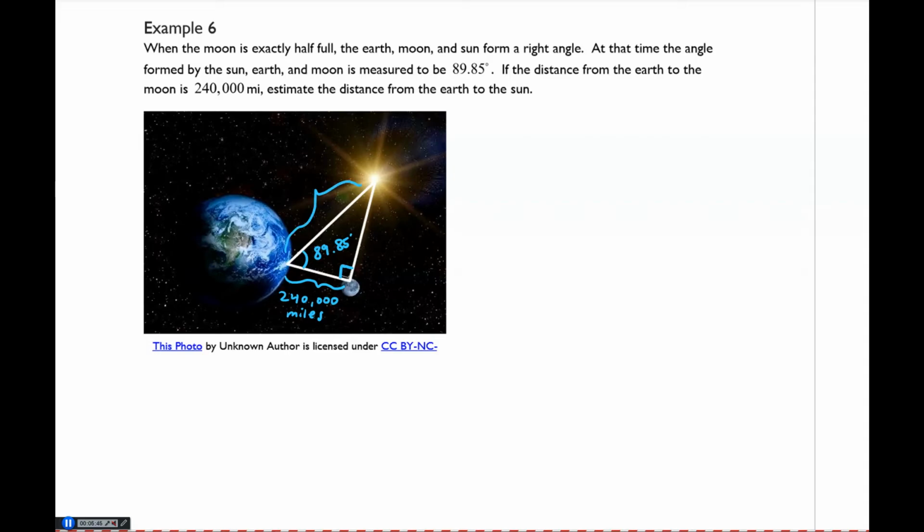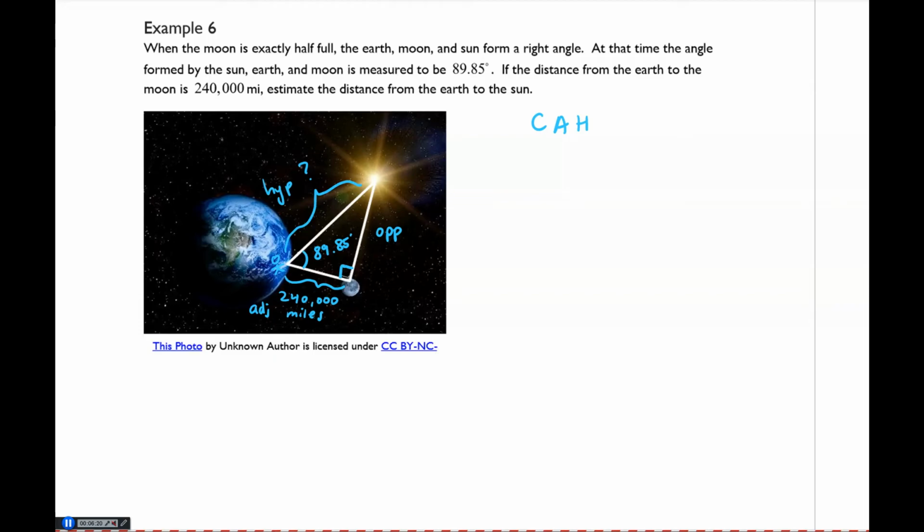So earth to the sun is this, and we don't know what that is, but we do know that is the hypotenuse. And if we're on Earth here and we're associated with that angle, then this would be the opposite length, and the 240,000 would be the adjacent length. So we know the adjacent length, which is A, and we are trying to solve for the hypotenuse. So in our mnemonic device, the trig function that goes with that is cosine, because it's SOHCAHTOA.